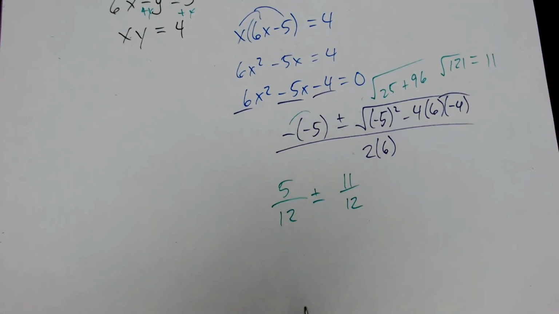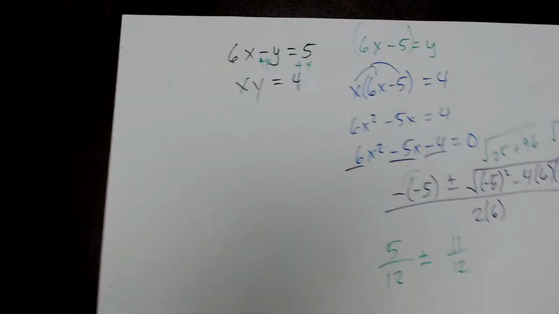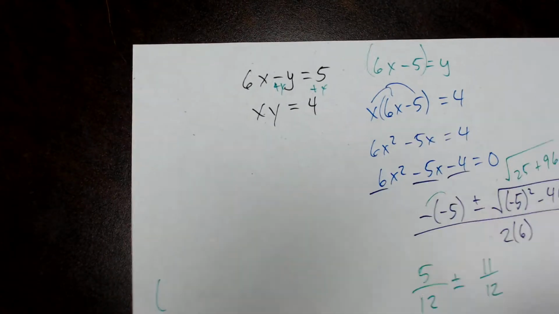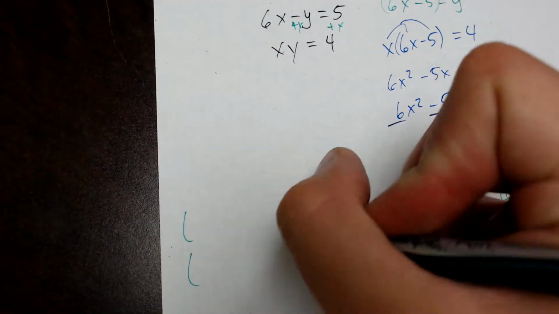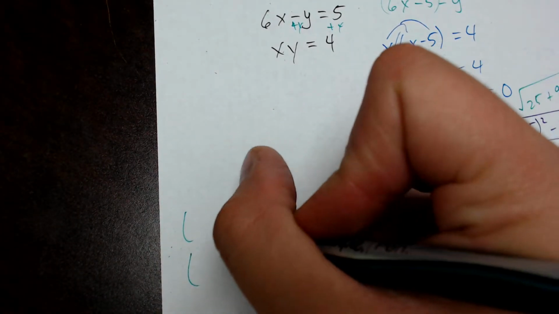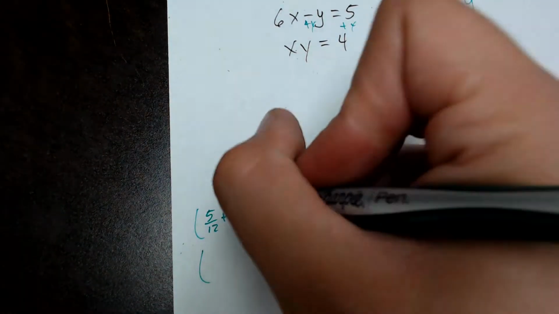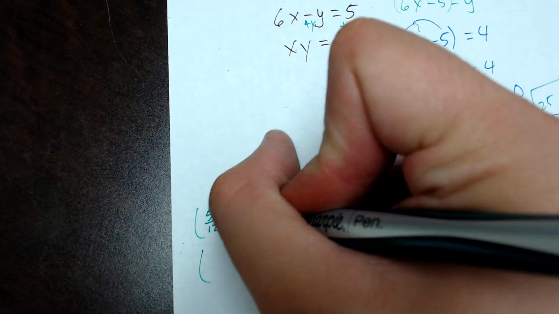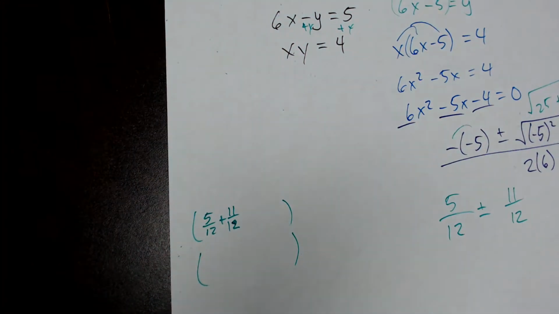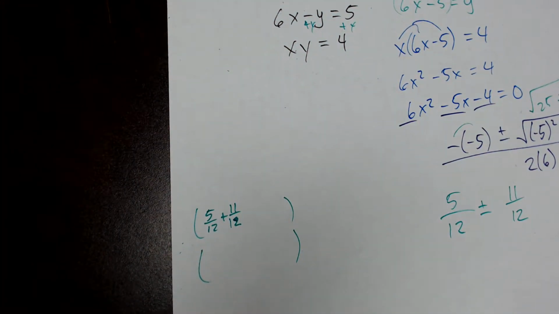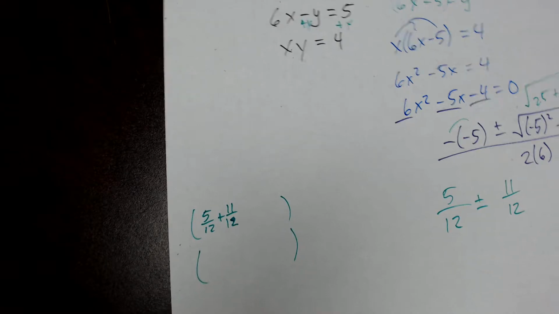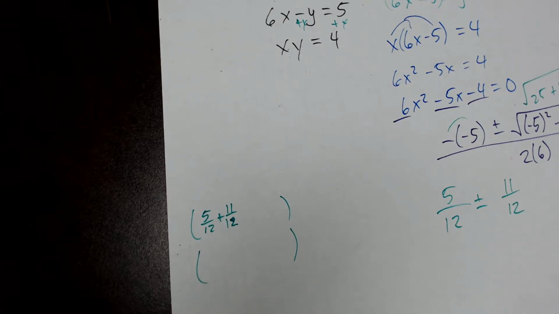Now, this is where I have two answers for x. If I go to my final answer, one of my x values is going to be 5 over 12 plus 11 over 12. Well, wait, I should solve that, huh? I'm being silly now. Where's my whiteout? I need to make it like this mistake never happened.